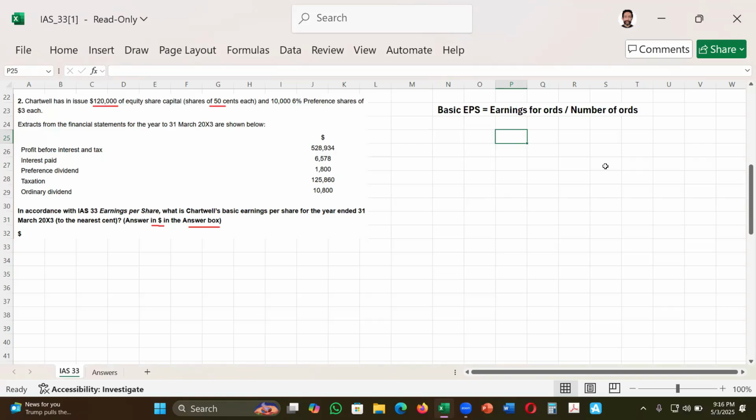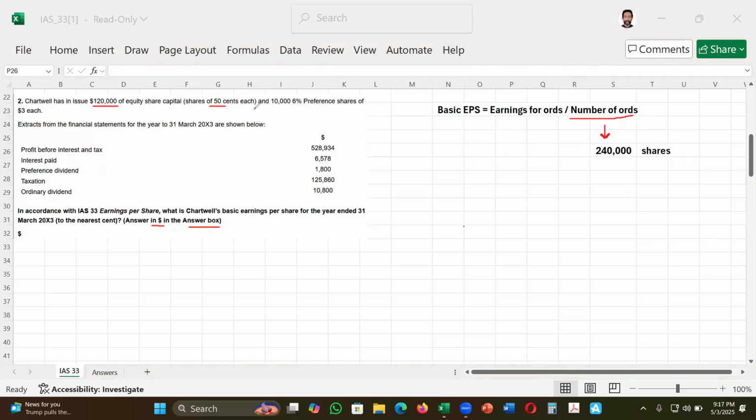So if you look at the earnings part, because we've already seen the shares part, we've calculated the number of shares as 240,000. So this part is done. We could just write here 240,000 shares. This part has to be done now, which is related to the earnings.